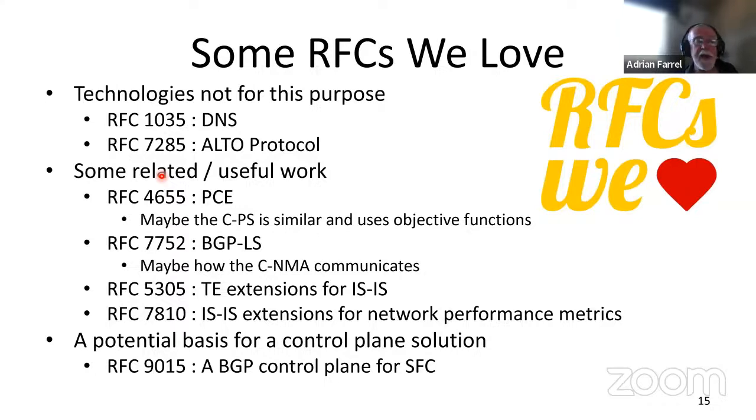And then next I've listed out 5305 and 7810. And this is just an example using ISO-IS. OSPF also exists. But what they're doing is collecting network metrics and extending those network metrics for performance-based stuff so that we can learn what's going on in the network and what the capabilities are. And then I'm going to come on and talk about a potential BGP-based control plane coming out of service function chaining, and that's in 9015.